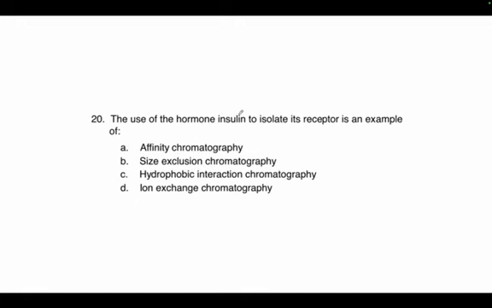The use of the hormone insulin to isolate its receptor is an example of dash. Now here we're using specific interactions between insulin and the insulin receptor. So this is an example of affinity chromatography.